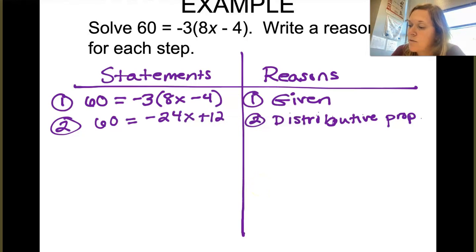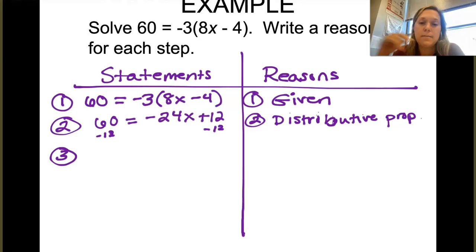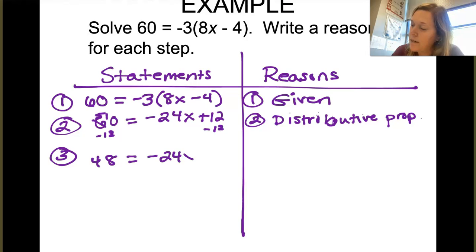Our next move would be to subtract, and if it's helpful for you to do a little simplifying step, you can do that. I kind of skip some steps with my simplifying and just go right from distributive to subtraction and do the simplifying in between. That's fine if you don't want to show all of the steps. All right, so we got 60 minus 12 is what? 48 is equal to negative 24x.